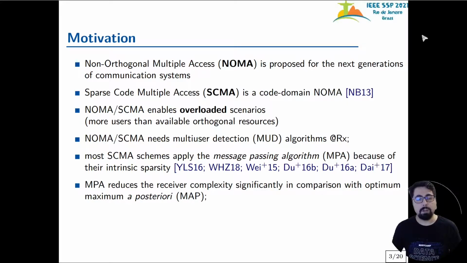As any multiple access scheme, these techniques need multi-user detection algorithms at the receiver in order to separate the messages transmitted by different users. Most SCMA schemes apply the message passing algorithm, or MPA, due to the intrinsic sparsity of the system model. MPA exploits this sparsity and provides a receiver algorithm with significantly lower computational cost when compared to optimum detection using maximum a posteriori or maximum likelihood techniques.